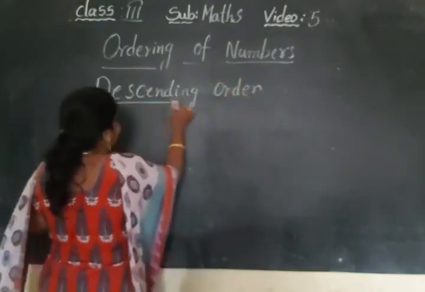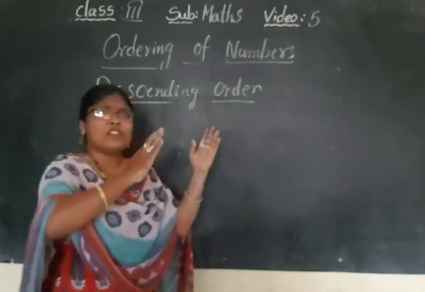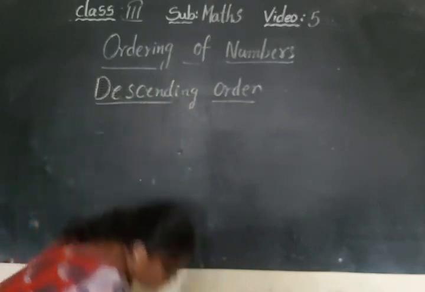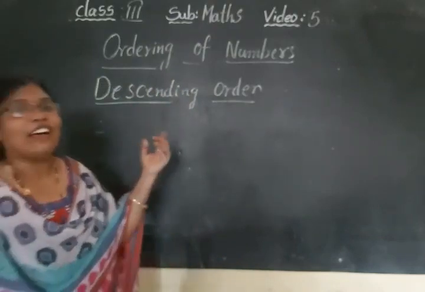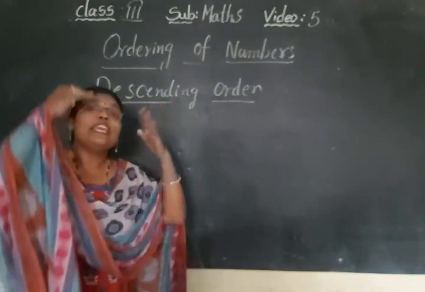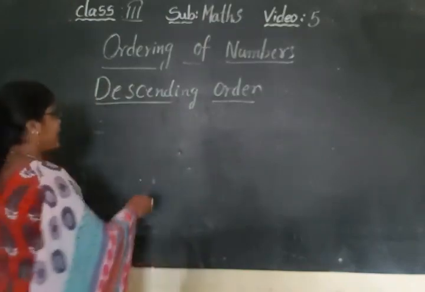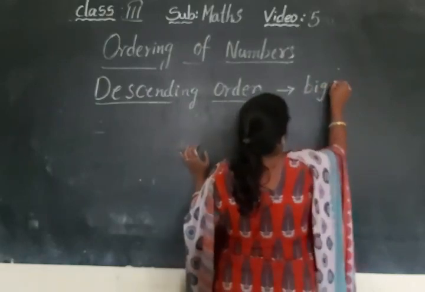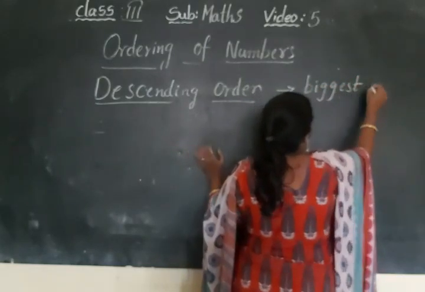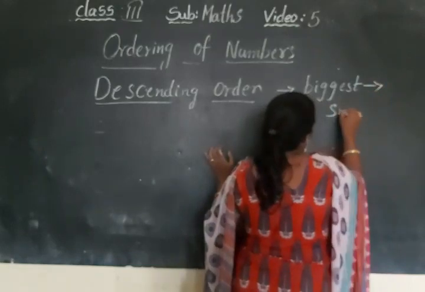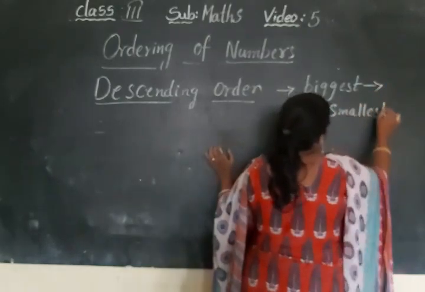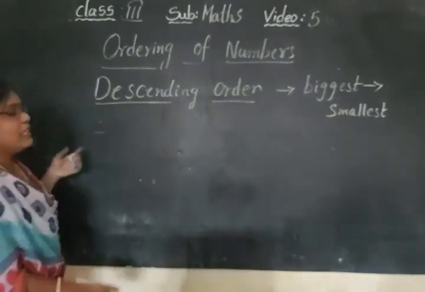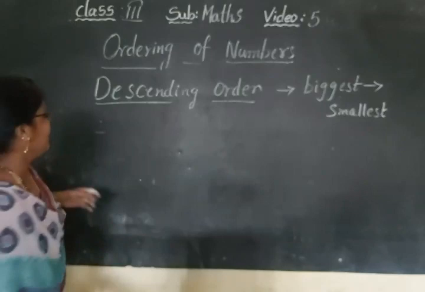Descending order is nothing but just the exact opposite of ascending order. So, what we have to do? We should arrange the numbers from biggest to smallest. Right? What is descending order? Arranging the numbers from the biggest to the smallest. Now children, try to arrange these numbers from the biggest to the smallest.